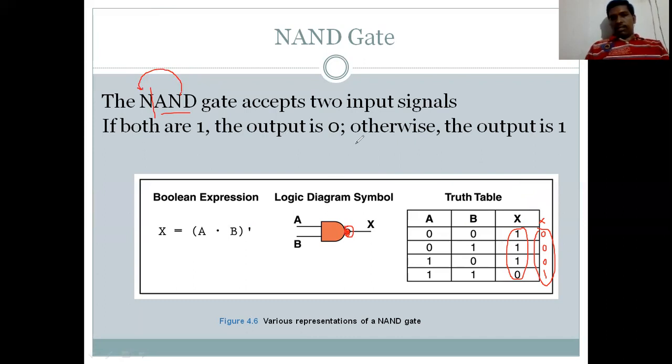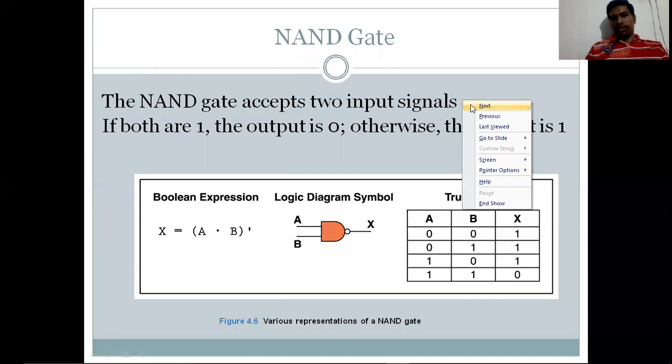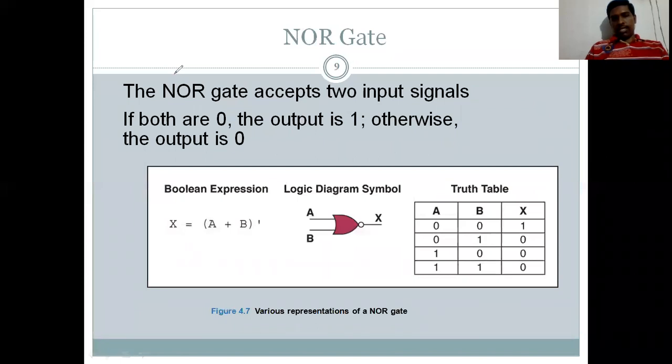Okay, fine. Next, we will go with the next one. That is your NOR gate, right? NOR gate. This is also the same concept. Divide this like this: an OR gate is being linked with the NOT gate.